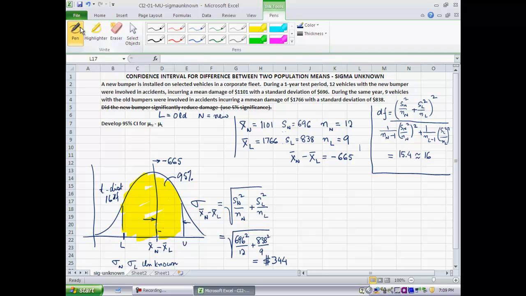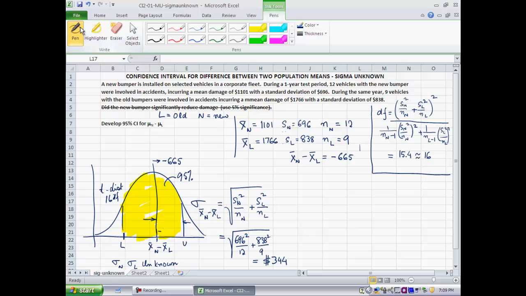You may recall from a previous video clip that we had used exactly the same problem setting to do a hypothesis test for the difference between two population means. I have retained that problem description, but I've just put a strike through it. In that case, the problem we had addressed was, did the new bumper significantly reduce damage at the 5% level of significance? That's the hypothesis test we had done.